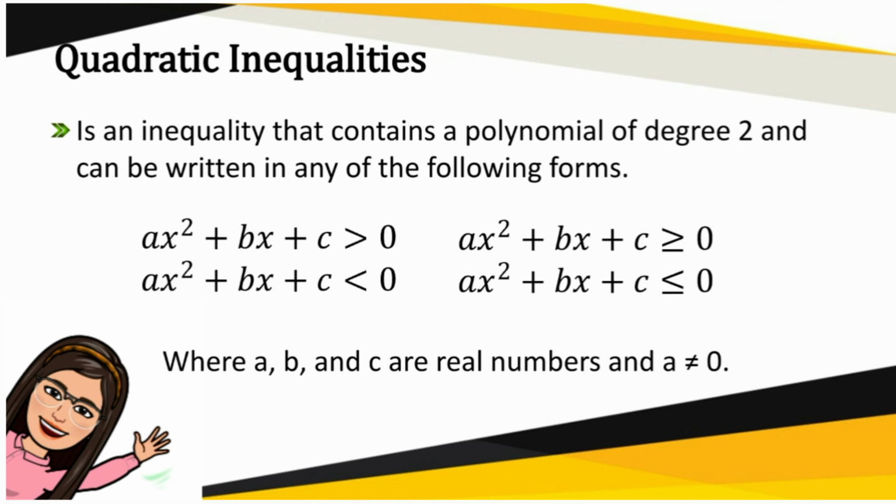Noong mga nauna nating mga video ay pinag-aralan natin ang tungkol sa quadratic equation. Ang quadratic equation at ang quadratic inequality both contain polynomials of degree 2. Ibig sabihin, ang highest degree of exponent nila ay parehong 2. At ang pinagkaiba ng quadratic equation at quadratic inequality, ang quadratic equation, ito ay mga mathematical sentences na may mga equal sign. Samantalang, ang quadratic inequality, kung mapapansin natin dito sa definition, ito naman ay ginagamitan ng mga inequality symbol katulad ng greater than, less than, greater than or equal, and less than or equal.